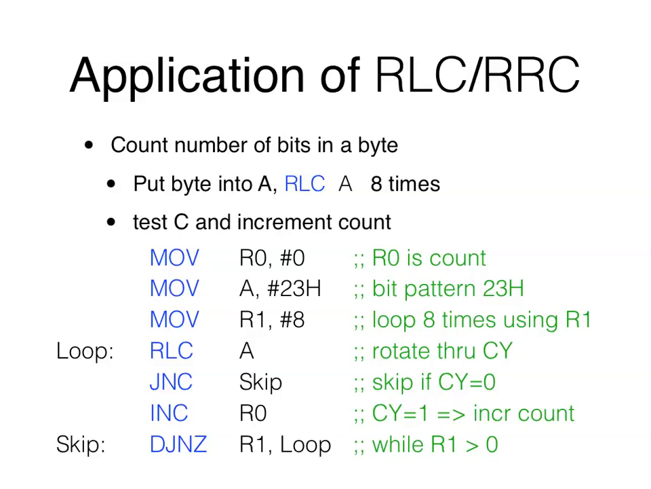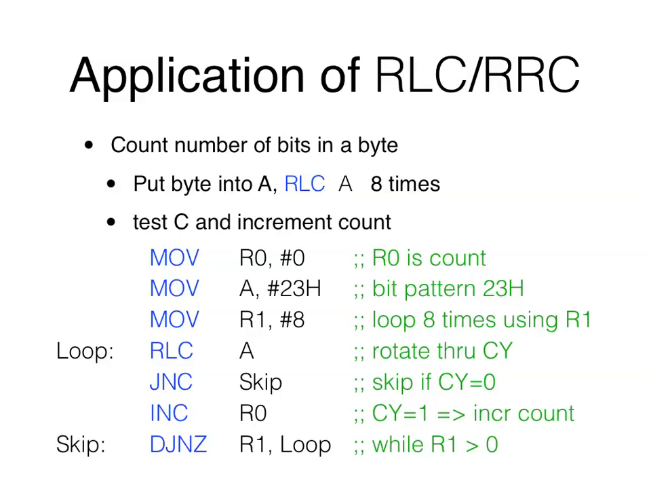First, you have to know how many times to loop, so you use R1 as your loop counter. Set it to 8, and then in the loop you do rotate left through carry. You take what's in the accumulator and shift by one position to the left, and the most significant bit goes through the carry. The carry gets fed back to the least significant position. So that's rotating.